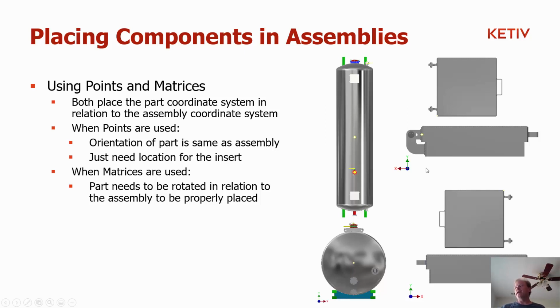So in this case, because my coordinate system is the exact same orientation as my assembly, I only need a point to place this. Whereas here, I need a matrix because I'm going to need to rotate it and then put it somewhere where I need it to be. So that's the difference. If you need to rotate it, you've got to use a matrix. If it's the exact same orientation as the assembly that you need it in, then you can just use a point.